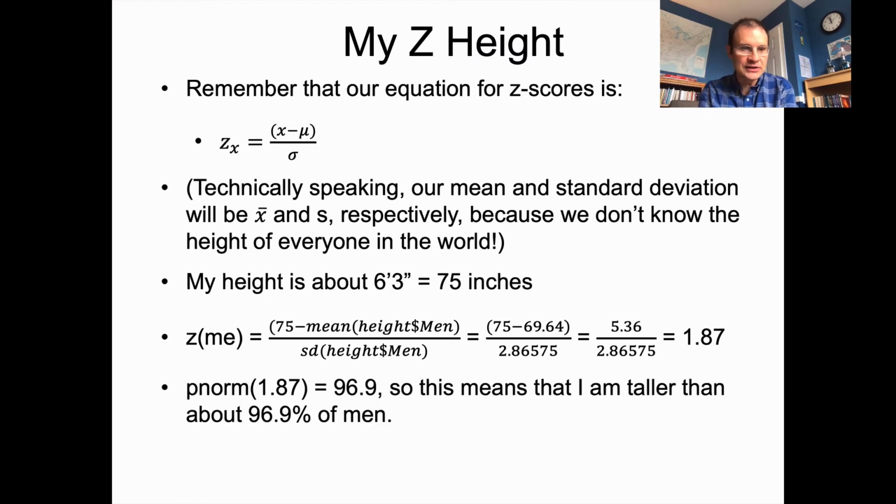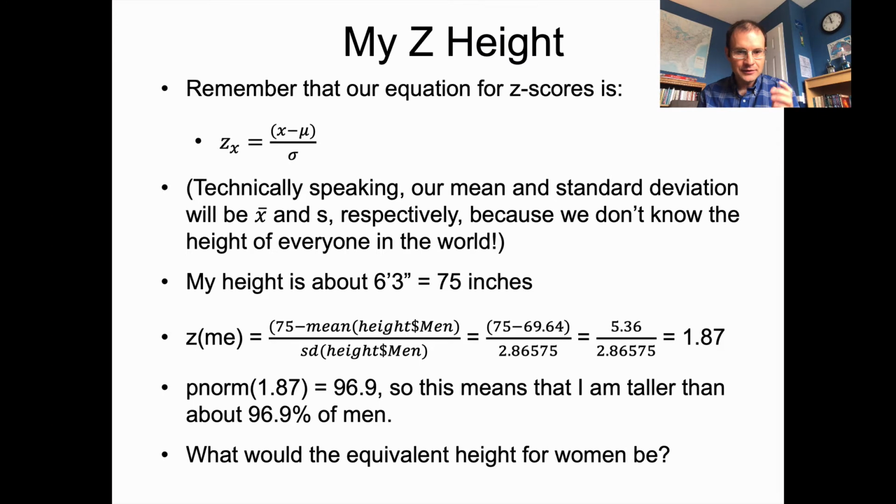You can use the p-norm function in R to convert that into a proportion of the distribution. So a z-score of 1.87, whether it's about height or temperature or F0 or formant frequencies, whatever, converts to 96.9. That means that in this particular case, I'm taller than about 96.9% of men. Which is a fair number of them, but it's not all. It's always going to be the case, right? But that's just where I fall on that particular spot on the distribution.